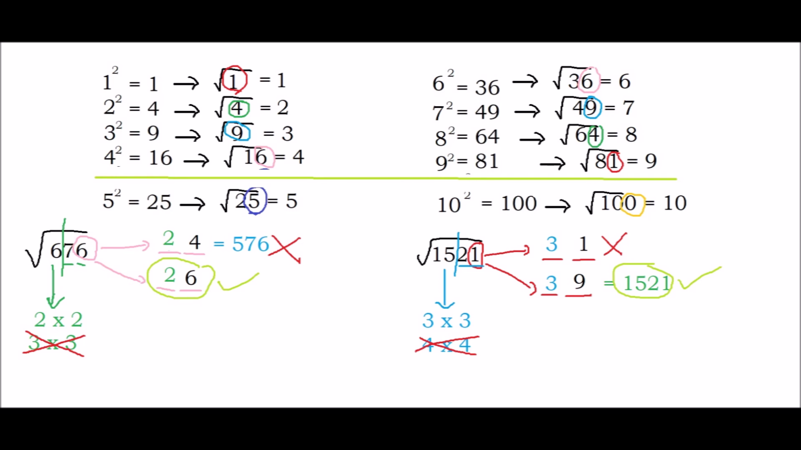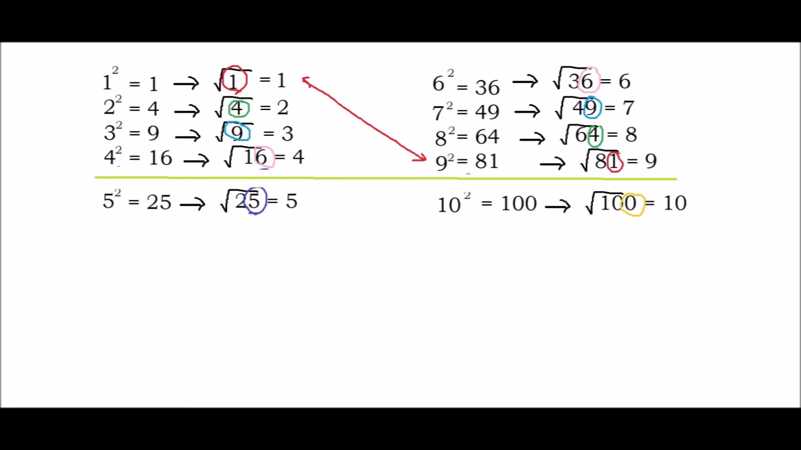Now, I mentioned before that there is a pattern. The ones that end with 1 are either 1 or 9. The ones that end with 4 are either 2 or 8. The ones that end with 9 are either 3 or 7. And the ones that end with 6 are either 4 or 6. The ones that end with 5 is 5. And the ones that end with 0 is 0. So they are quite special. I hope this will be helpful for you when you are calculating the square root of something.